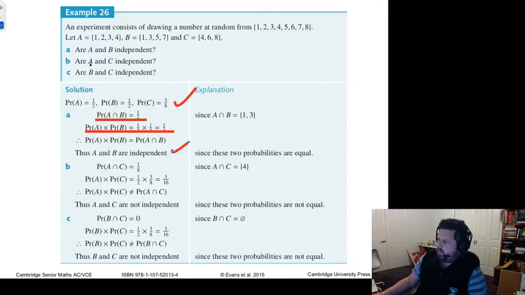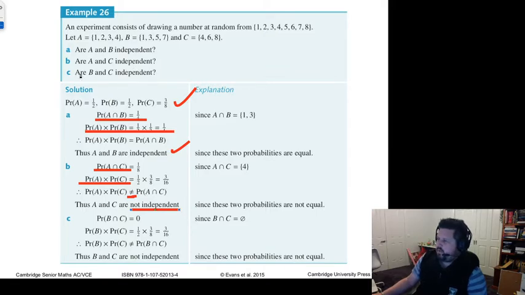Let's now find out the probability of A and the probability of C, and we'll multiply those together. So half multiplied by 3/8, that's 3/16. For them to be independent, the probability of A intersection C should be the same as the probability of A multiplied by the probability of C. In this particular case, they are not equal to each other. Because they are not equal to each other, they are not independent.